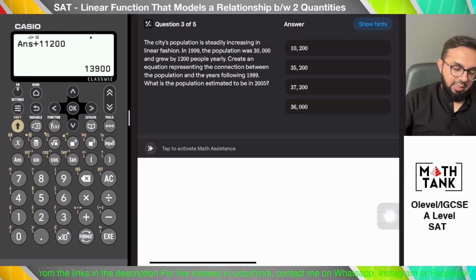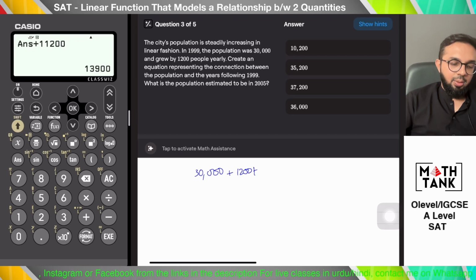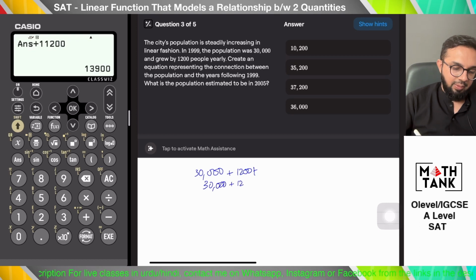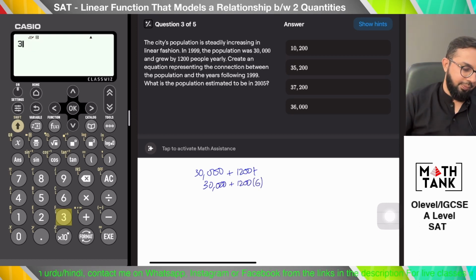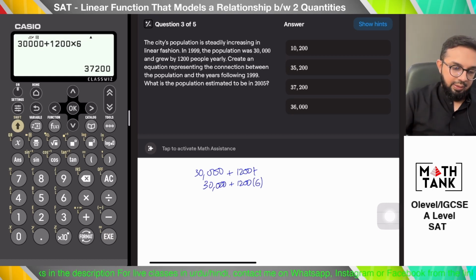The city's population is steadily increasing in a linear fashion. In 1999, the population was 30,000 and grew by 1200 people yearly. Create an equation representing the connection between the population and the years following 1999. So it's 1200 per year, so let's call that Y. Let's not call that Y, let's call that T, because Y is confusing. What is the estimated population in 2005? So after 6 years, so 30,000 plus 1200 times 6. That's 37,200.